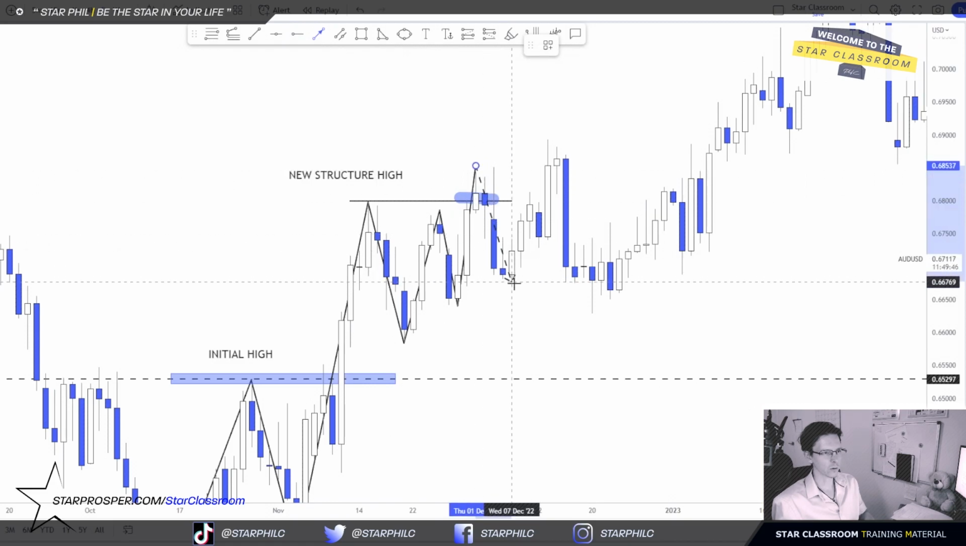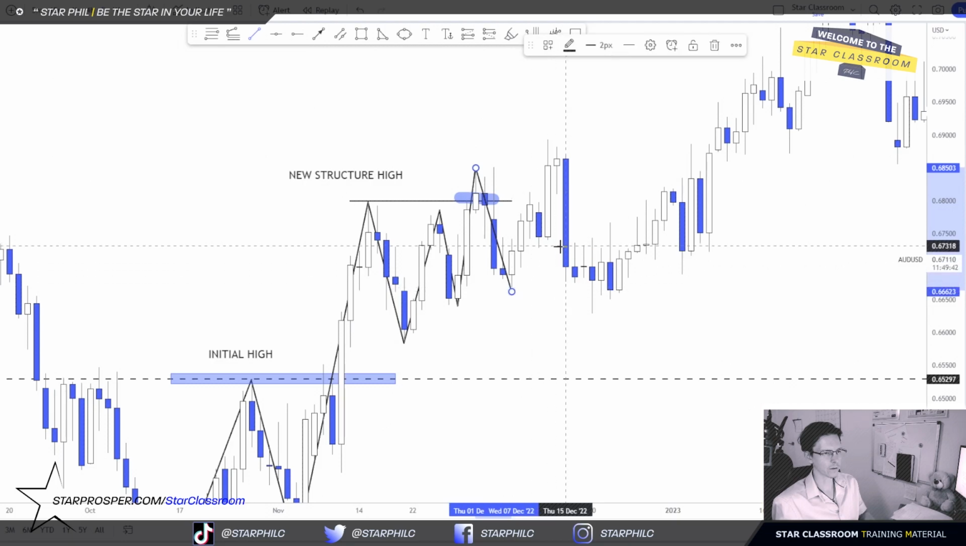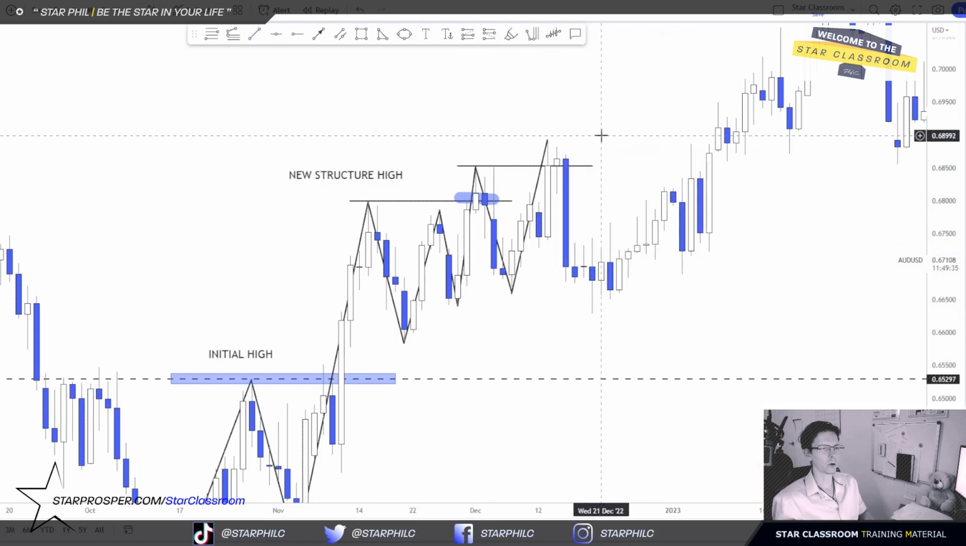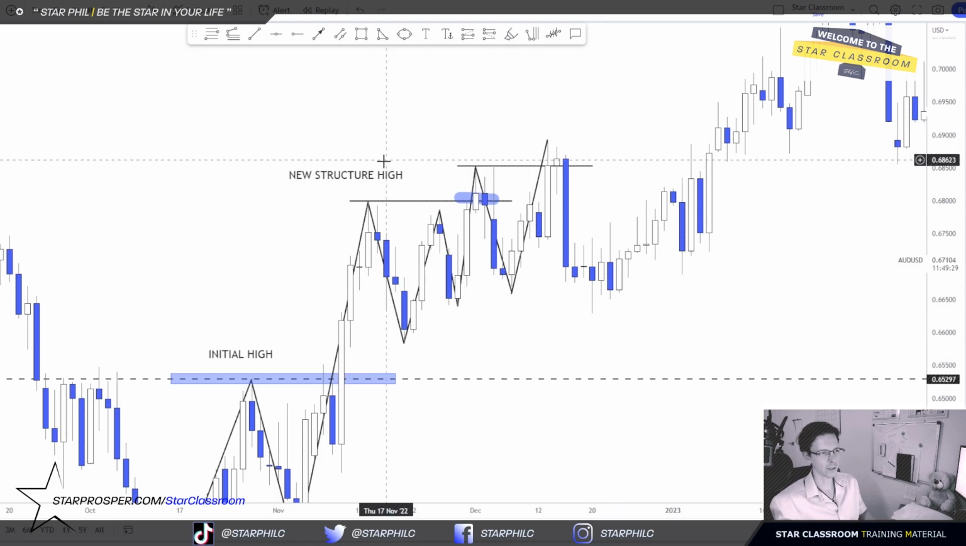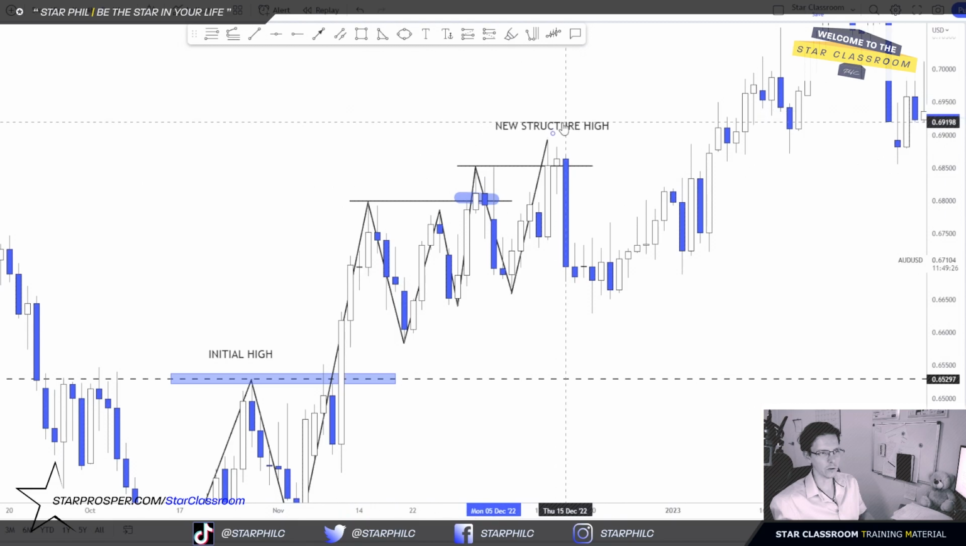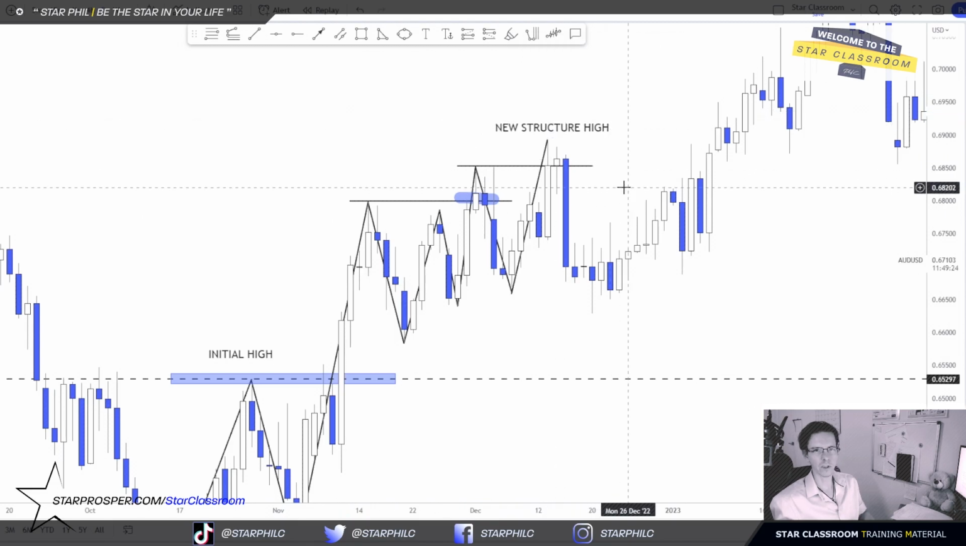Price action comes all the way back like this, and then we get another move towards the upside. Here is our highs, and we put in another what? Higher high, higher close, giving us a new structure high. See?